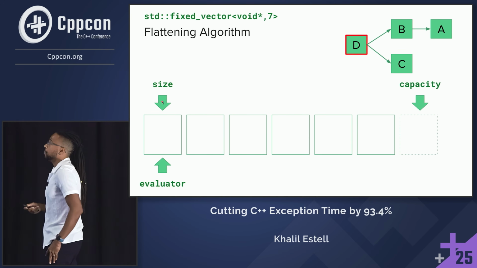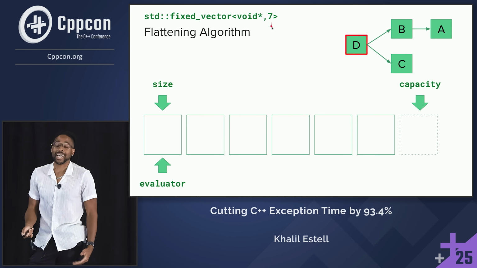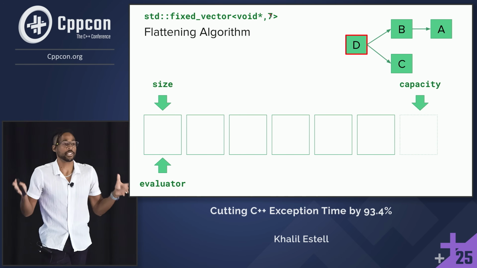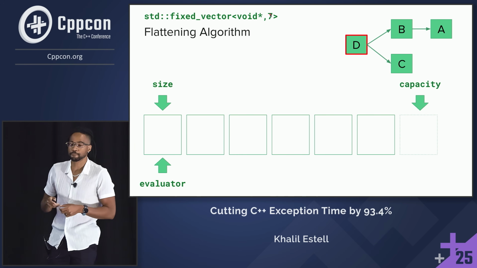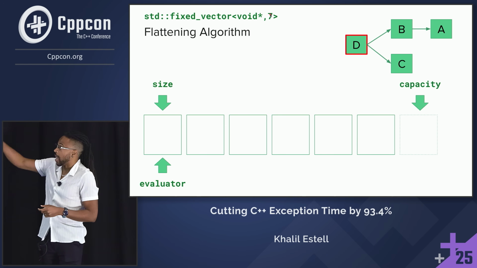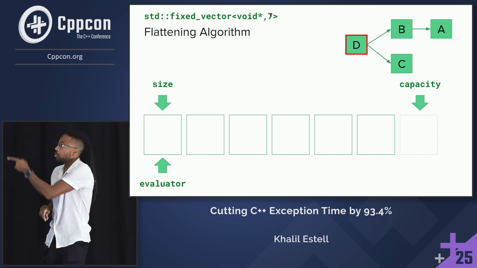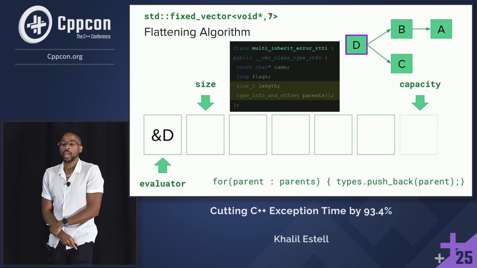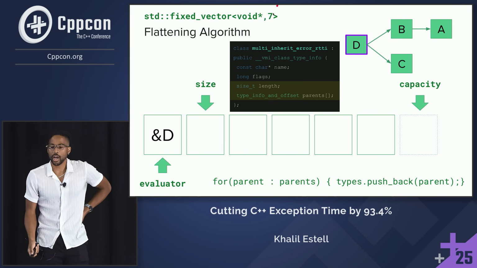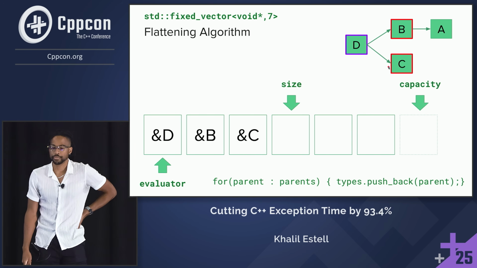So we're going to go over the flattening algorithm. Assume that this is figured out at link time, in order to figure out what hierarchy within your program has the highest amount, and you make that your fixed amount of memory. From there, the first thing we do, let's say we have a hierarchy of A, B, C, and D. First we're going to put D onto the list. And now we're going to evaluate D. D has multiple inheritance, so we're going to say, all right, well, let's just push its parents onto the list.